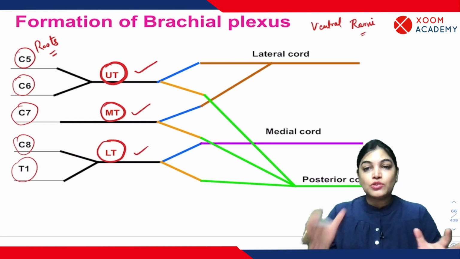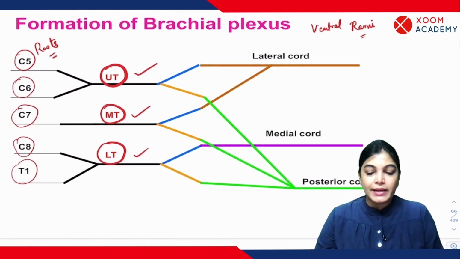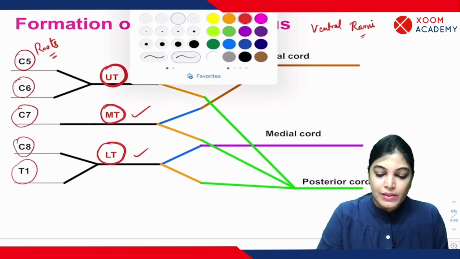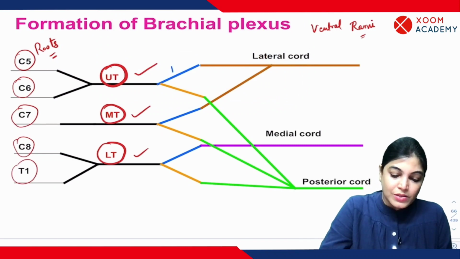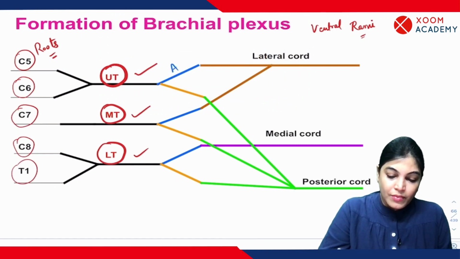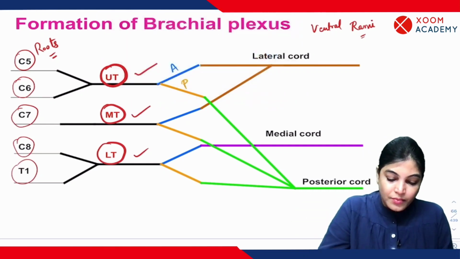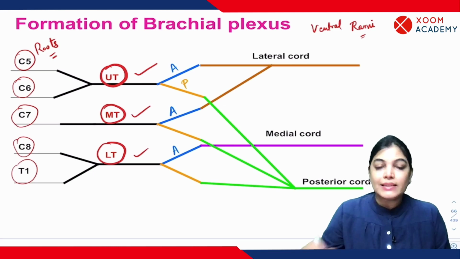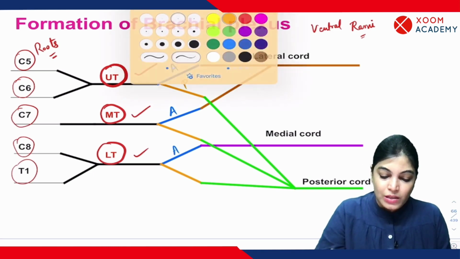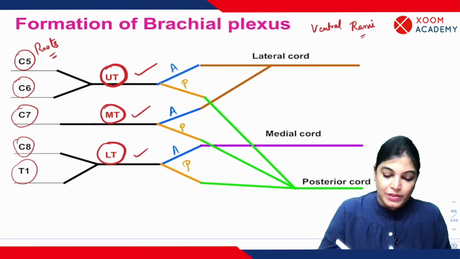Now, each of these trunks will divide into divisions. The upper trunk divides into an anterior division and a posterior one, and this goes for each of the trunks. Here, blue color shows the anterior division of each trunk and yellow color shows the posterior division of each trunk.